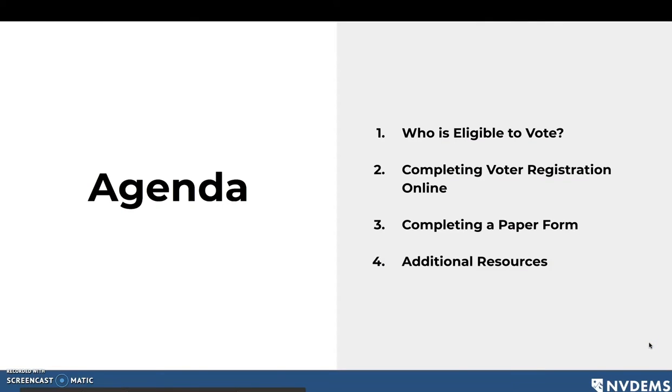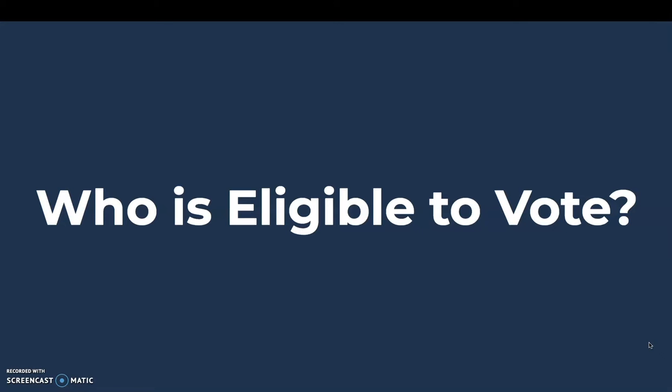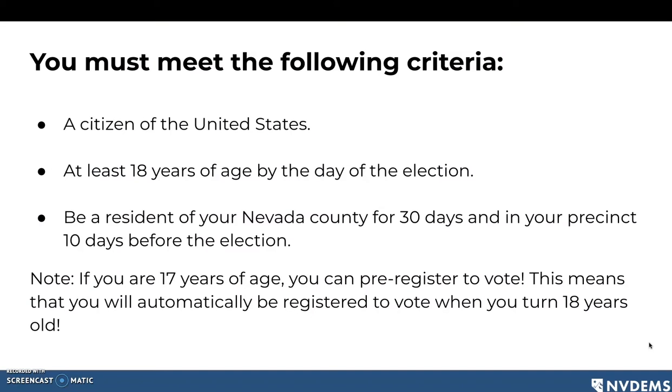Thank you so much, Jordy, and thank you all so much for being here. What we're going to go over in today's training is a couple of things on voter registration. We'll first start with who is eligible to vote and register to vote in the state of Nevada. We'll go through how to complete your voter registration form online. We'll walk through how to complete a paper form, and then we'll go through some additional resources that we will provide to you. So, the very first step is knowing who is eligible to vote in the state of Nevada.